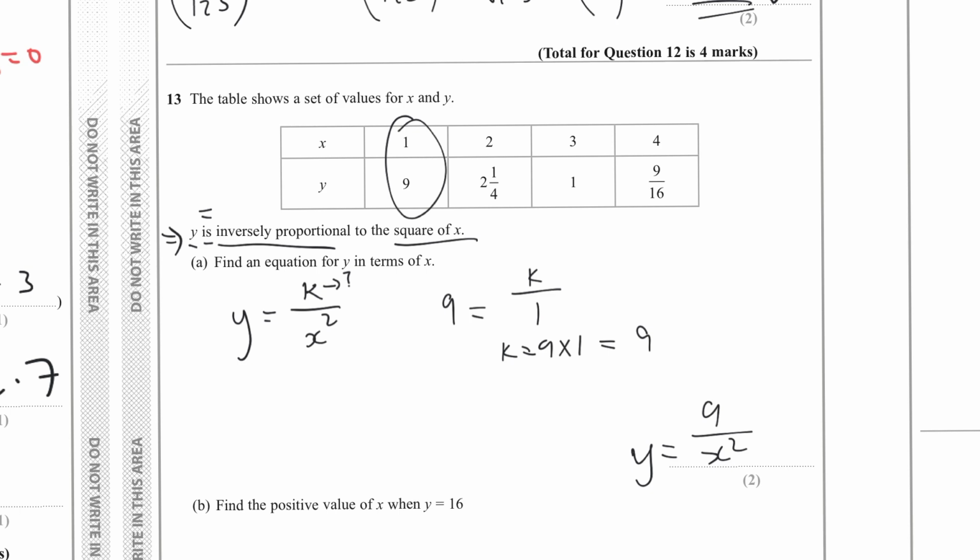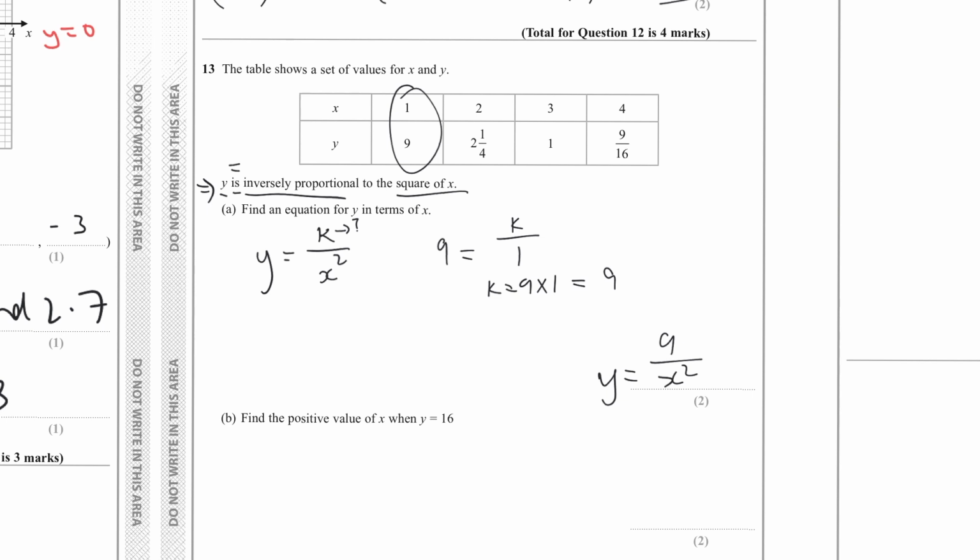Then for part B, it wants us to find a positive value for x when y is 16. So again, I'm going to use the equation that I worked out before to help me answer that. So when y is 16, it will be 16 is equal to 9 over x squared. If I rearrange that, it's going to be 9 over 16 is equal to x squared. If I now square root that, I will then be able to work out what x is. So the square root of 9 is 3. Square root of 16 is 4.